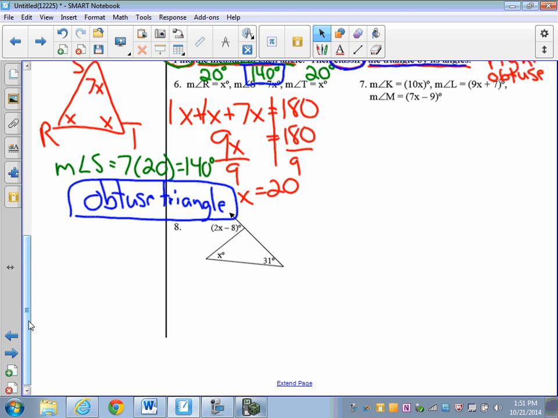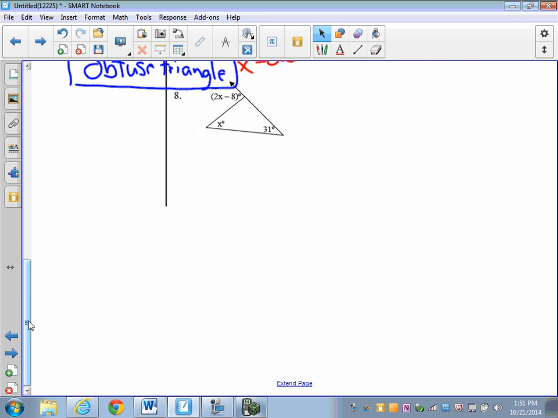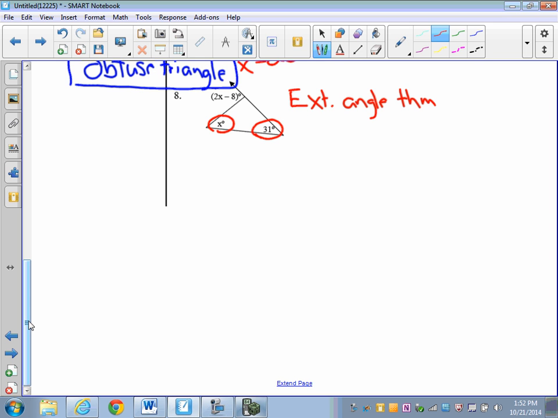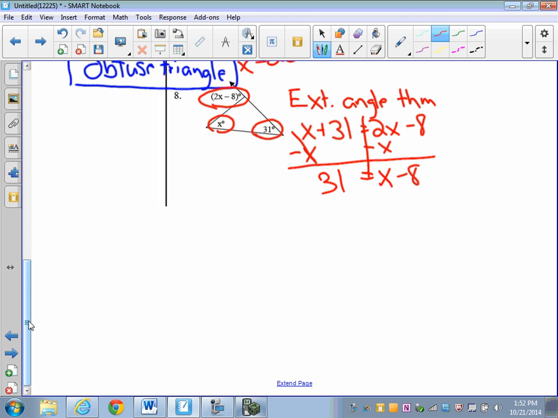Number 8 is the last one we're going to do on these notes. I want you to try 7 on your own. For number 8, we need to use our exterior angles theorem. That says x plus 31 is going to equal 2x minus 8. Whenever I solve this, I get my x's on one side first. So x minus 8 is equal to 31. And then I add 8. x will equal 39.